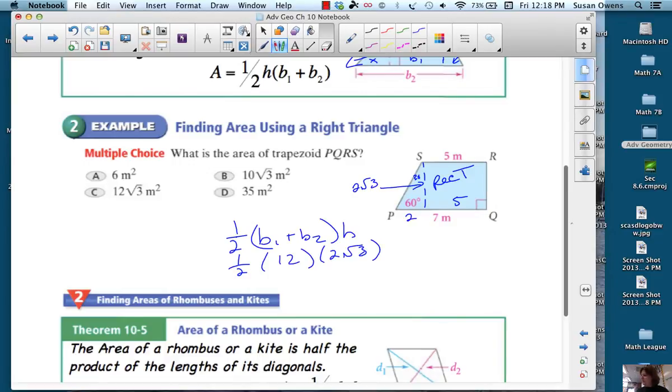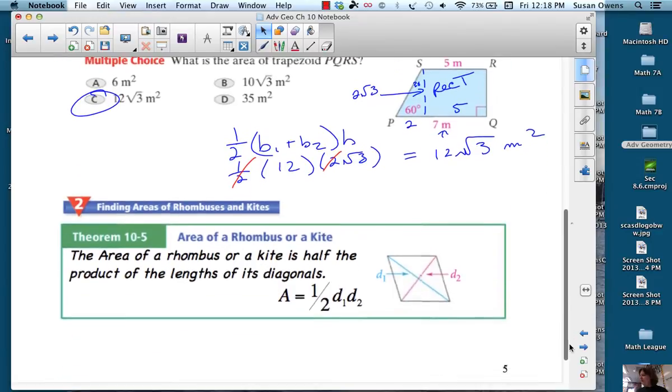Easiest thing to do, I don't have any addition, so I can cross out like factors or factors that cancel out. So if I take 1/2 and I multiply it by 2, that becomes 1. And so this becomes 12√3. So my answer is 12√3 meters squared, since my units are meters. Done.